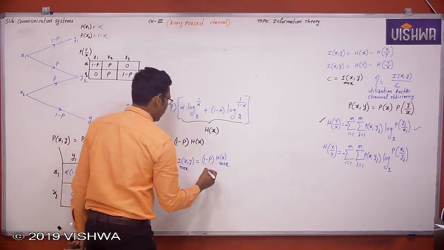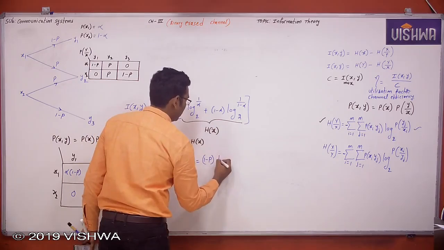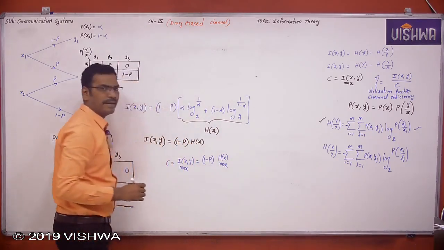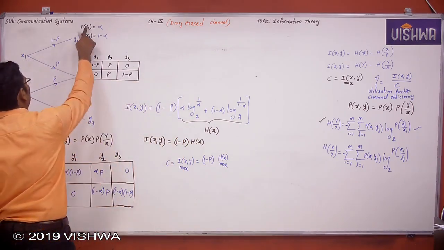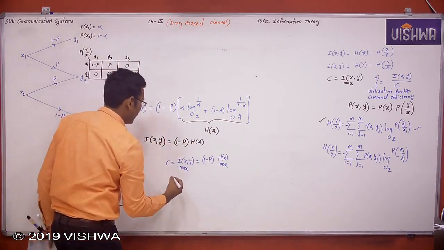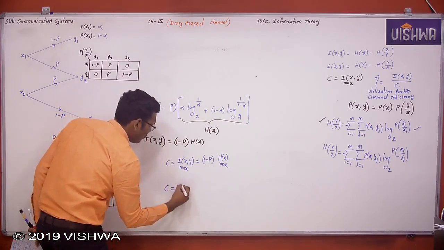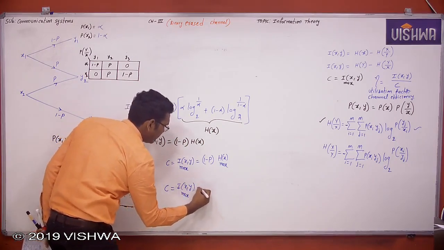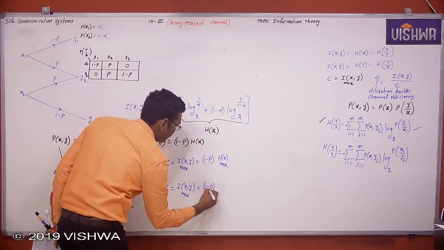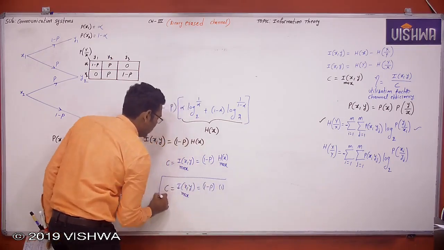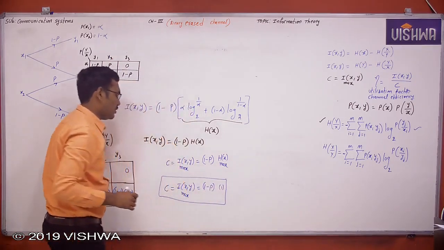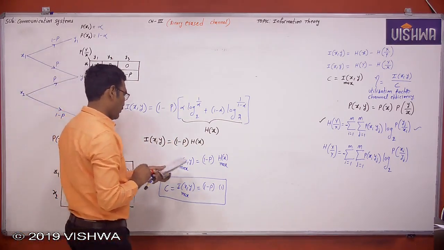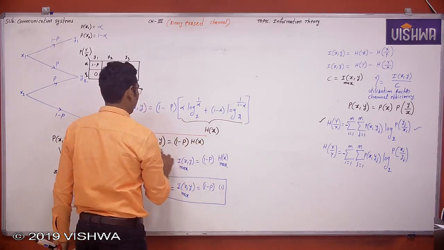Therefore, what is the maximum value of h of x? The maximum entropy. What is the maximum entropy of a binary source? The binary source has two symbols, so the maximum entropy is nothing but 1. Therefore, the maximum mutual information, which is nothing but channel capacity, is equal to 1 minus p. The maximum mutual information is called channel capacity, and this is the mutual information.